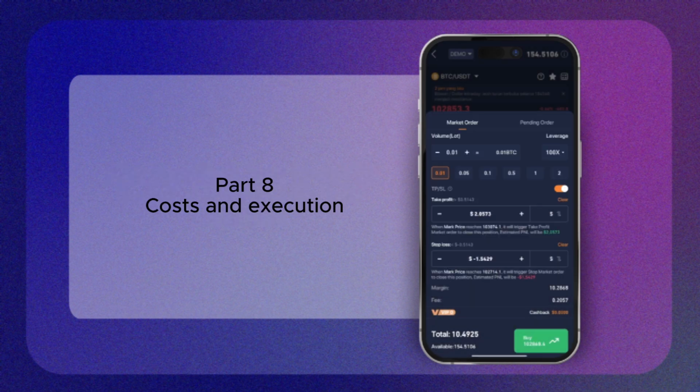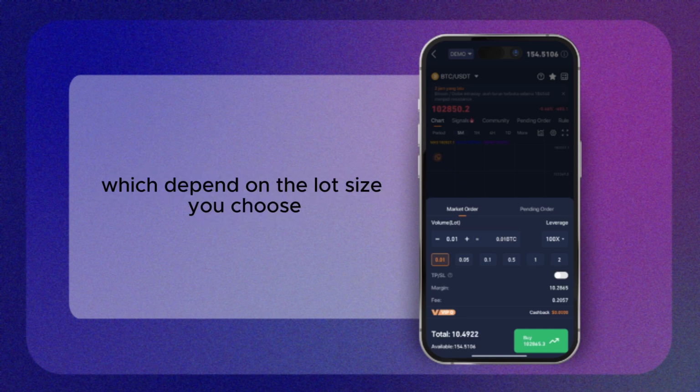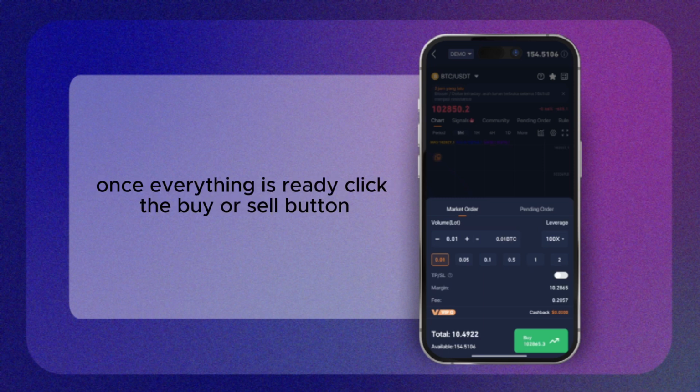Part 8. Costs and Execution. Make sure your balance is sufficient to cover margin and trading fees, which depend on the lot size you choose. Check complete info in the Rules section, as each product has different conditions. Once everything is ready, click the Buy or Sell button.